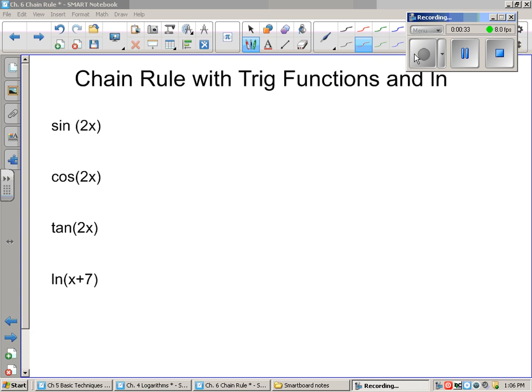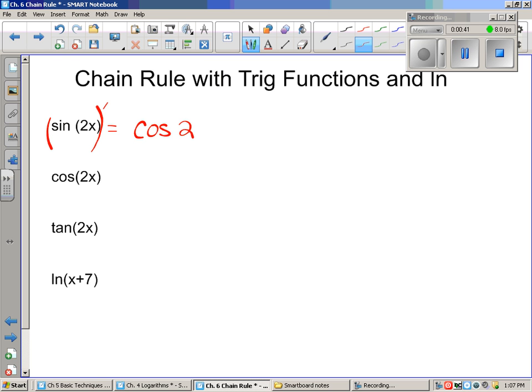So if I was to do this particular derivative of the sine of 2x, what I would want to do is the derivative of sine, giving me cosine. Notice that the 2x doesn't change. That part will stay the same. Then we'll do the derivative of the inside, giving me 2. So this would be 2 cosine 2x.